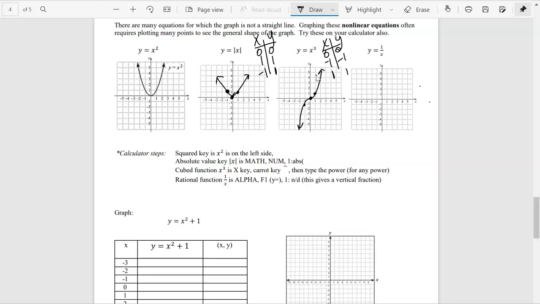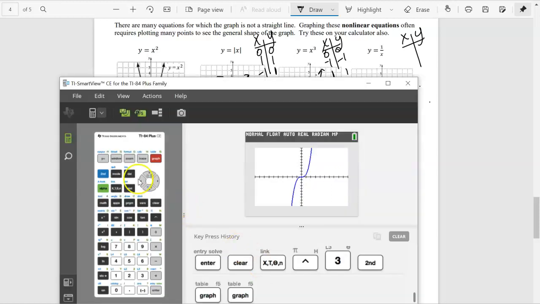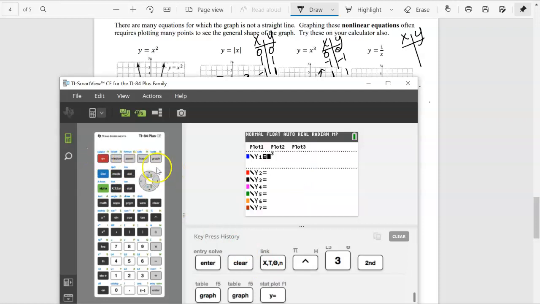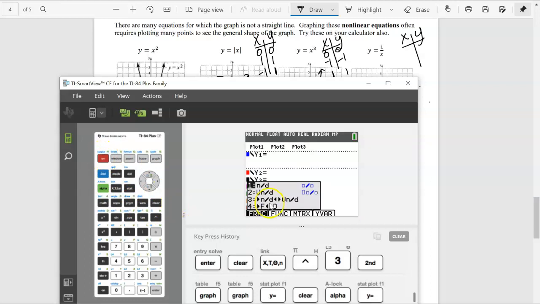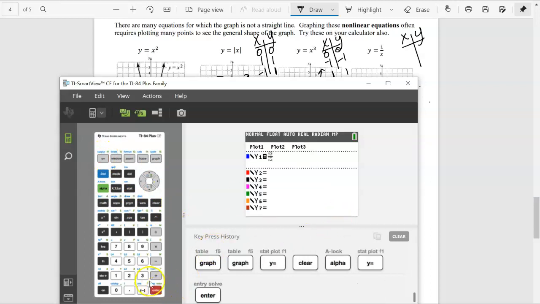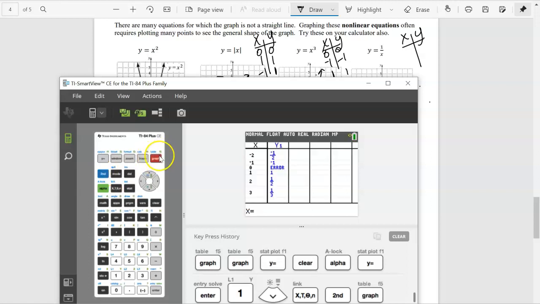So let's look at this, y equals... we need some easy things to come up with this. y equals 1 over x, so I'm going to go to my y equals. I'm going to clear this out. I'm going to say alpha, y equals, enter, and we want 1 over x. Okay, let's go ahead and look at the graph of that. There's an error here because you can't divide by 0.